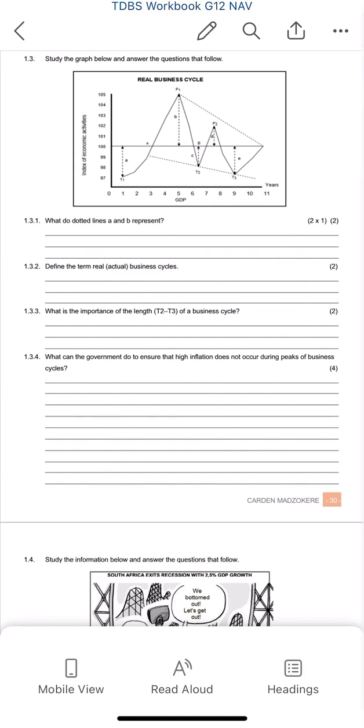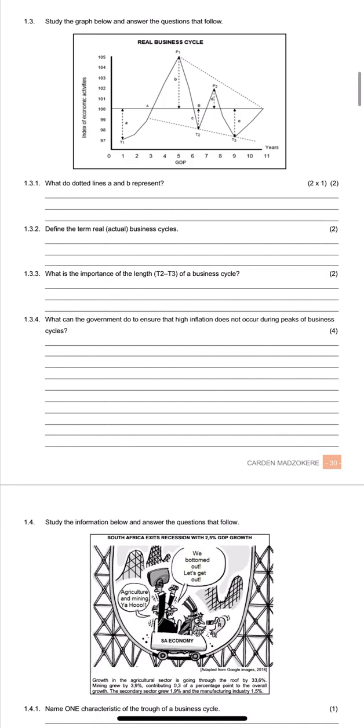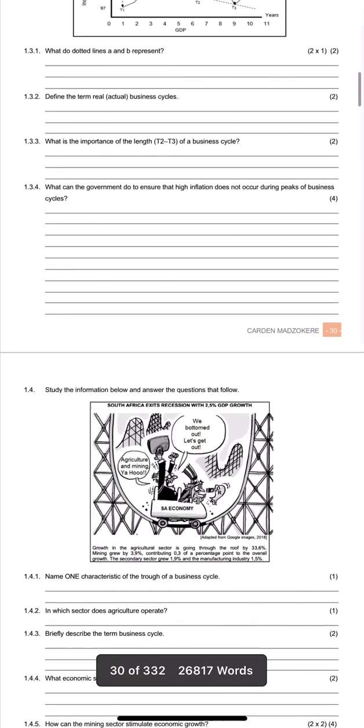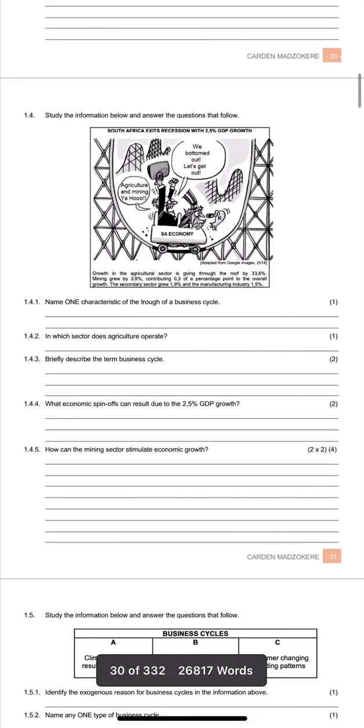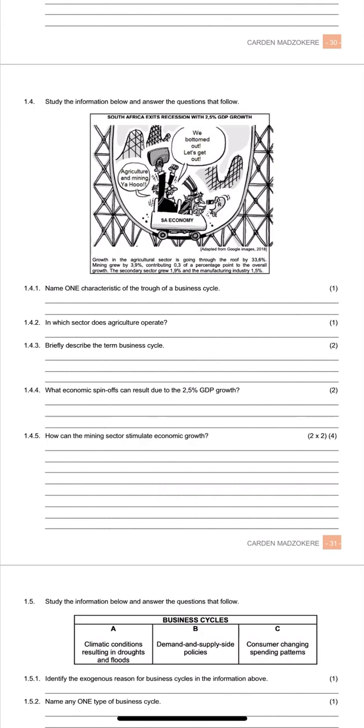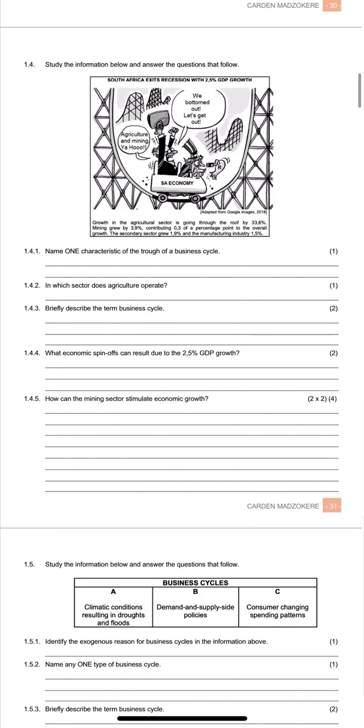Here is more data. Real business cycles, then obviously expect questions around the difference between a typical business cycle and real business cycles. So yeah, that's what you see there. Name the characteristics of a trough. Another cartoon where you have to study and you get some keywords from the reading. That's why they say study.